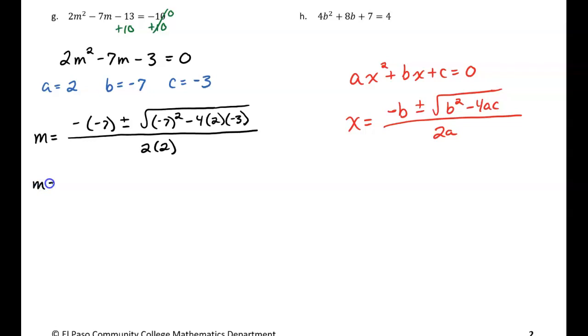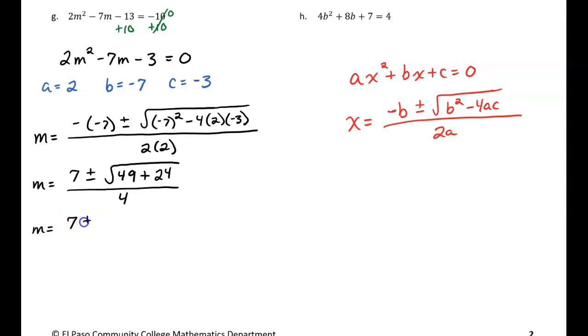And once we get going, we'll have a positive 7. We're doing order of operations here. Negative 7 squared, well, that's 49, positive 49. This negative and that negative would also turn positive. 4 times 2 is 8. 8 times 3 is 24. Divided by 4.